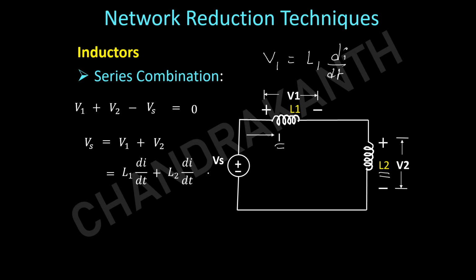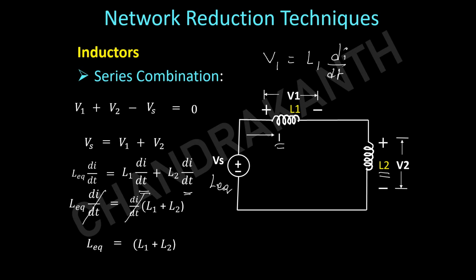Now what can we write for the source? Let us assume the source will have the L equivalent value. So you will write that as L equivalent times di by dt. Now in both the terms di by dt is there. So if you take di by dt common, you will get di by dt of L1 plus L2. Now this di by dt will get cancelled. So finally you will get the equation L equivalent equal to L1 plus L2.